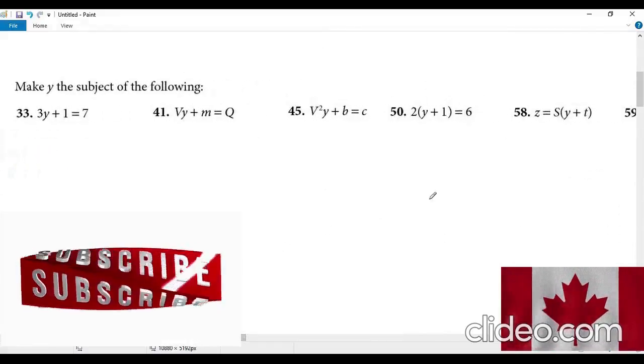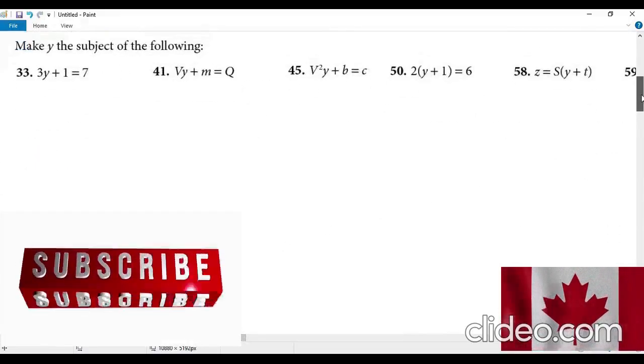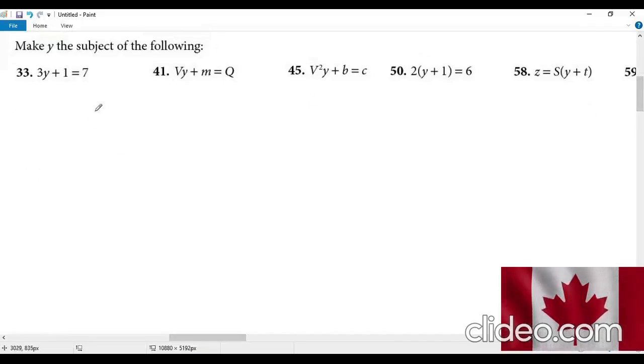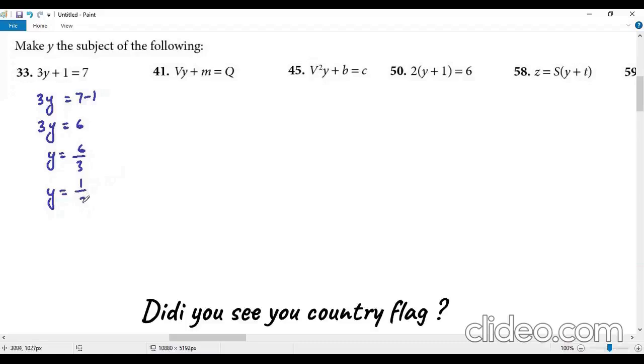Now, question number 33 says make y the subject of the following. That means 3y equals 7 minus 1, which is going to be 6. That means 3y equals 6, and y equals 6 over 3. That means y equals 2 over 1, that means 2.